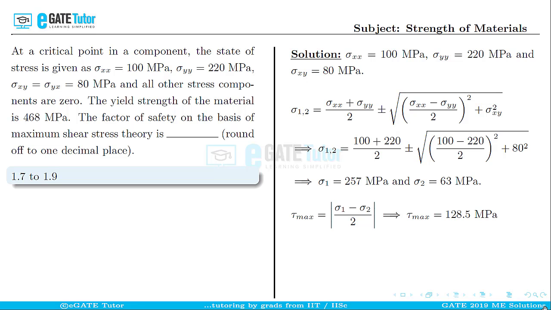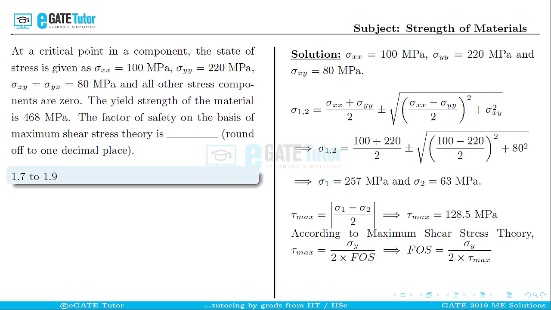So substituting sigma 1 is equal to 257 megapascals and sigma 2 is equal to 63 megapascals, and simplifying this expression will give us the maximum shear stress as 128.5 megapascal. Therefore, according to maximum shear stress theory, we can write tau max is equal to yield strength divided by 2 times the factor of safety. From that, we get the factor of safety by substituting sigma y is equal to 468 megapascal and tau max is equal to 128.5 megapascal. So simplifying that will give us the factor of safety to be 1.8.